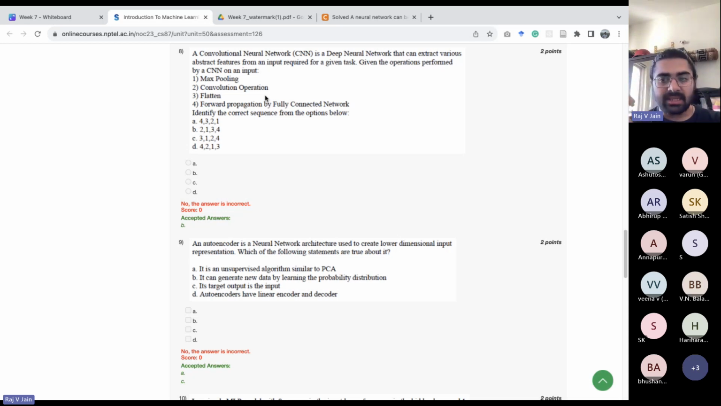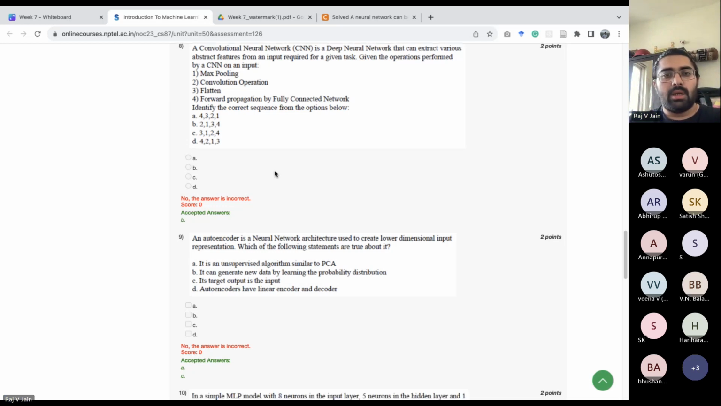And as Bhushan said, at the end we want to classify, or we want to do something with this CNN. We want, let's say, one output or multiple outputs, whatever. Because we have a matrix, we cannot work with the matrix directly. Rather we flatten it out and then forward propagate through a simple neural network. That's the idea. So the answer is 2, 1, 3, 4, which is option B.